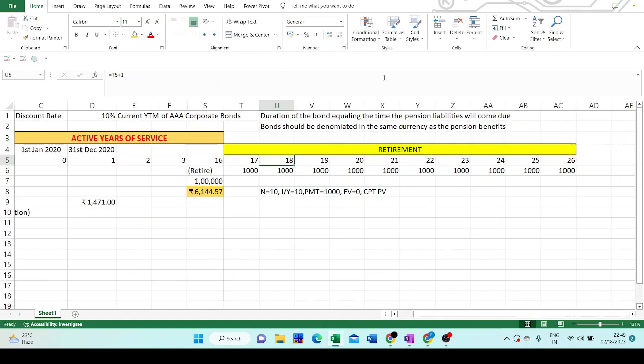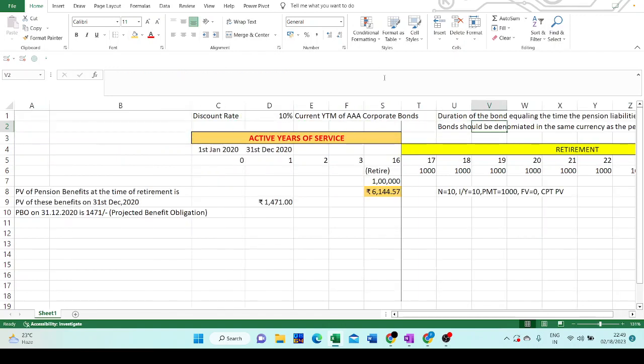तो अगर अपना पेंशन बेनिफिट्स इन डॉलर्स है, देन द बॉन्ड शुड आल्सो बी डिनोमिनेटेड इन डॉलर्स. इफ दिस पेंशन बेनिफिट्स आर पेबल इन रुपीस, देन दिस बॉन्ड शुड बी डिनोमिनेटेड इन रुपीस, राइट. एंड द ड्यूरेशन ऑफ द बॉन्ड शुड इक्वल द टाइम द पेंशन लायबिलिटीज वुड कम ड्यू, राइट. We had spoken of duration in level 1, right. When we spoke about bonds, we were speaking of duration, right. So this discount rate is nothing but the current YTM of a AAA corporate bond, right.